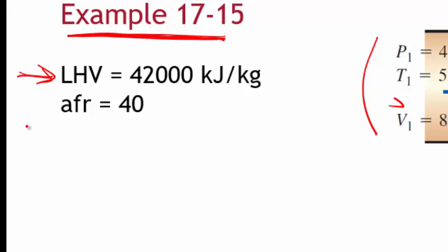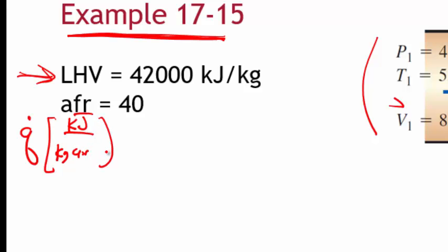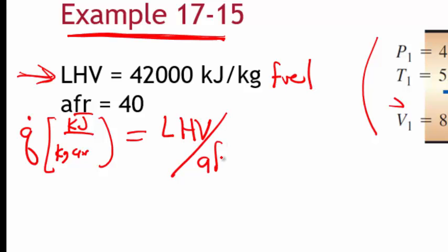To find Q dot, remember the units on Q dot are going to be energy, not kilojoules per kilogram of fuel, but per kilogram of air. That's what I'm trying to find here. So I take my lower heating value, because that's the amount of heat per kilogram of fuel, and then I divide that by the air to fuel ratio, because the air to fuel ratio is the mass of air to the mass of fuel. What that ends up giving me is the amount of heat per mass of air, which is Q dot.